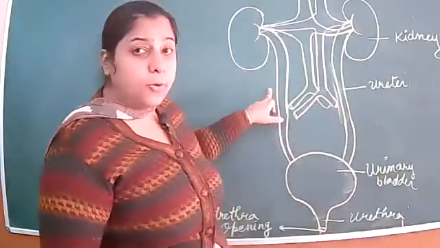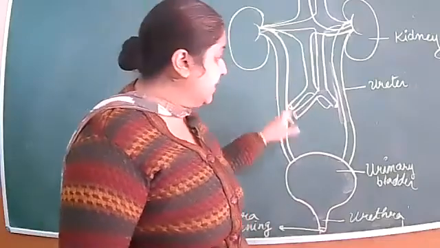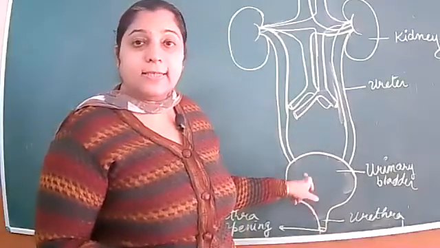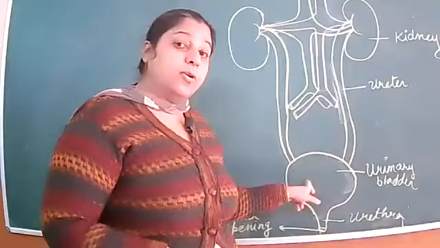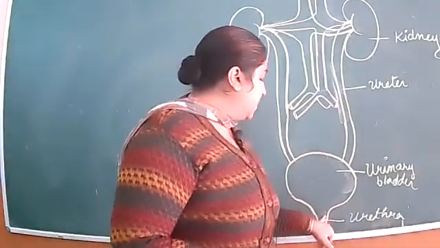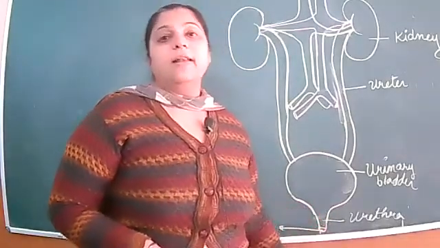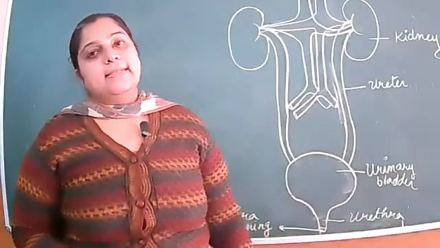Ureters are tube-like structures through which the urine passes. Now in the urinary bladder, this urine is stored. Now this urine, on getting filled, passes out through the urethra from the urethral opening. Is that clear?